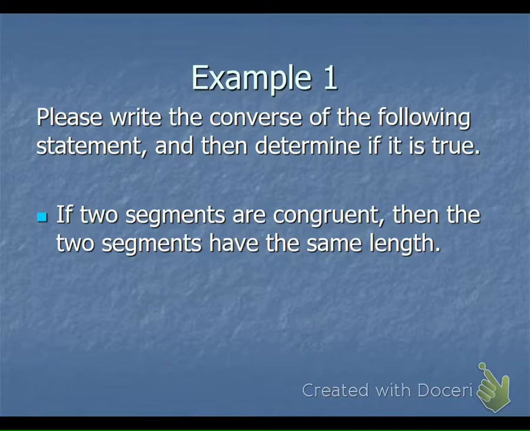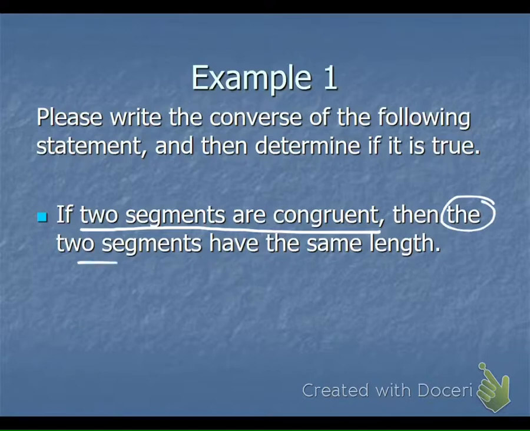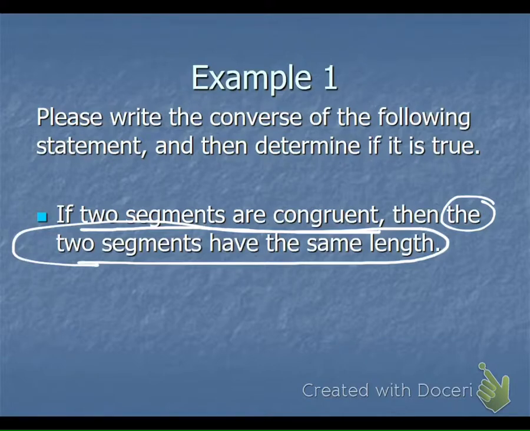Okay, so here is example 1. I just want you to write the new statement with me. I don't want you to have to write this twice. So we'll read through it and try to write the converse. Please write the converse of the following statement, then decide if it's true. If 2 segments are congruent, then the 2 segments have the same measure. I want to take the hypothesis, which is 2 segments are congruent, and the conclusion, which is the 2 segments have the same length, and flip-flop them. So now it will say if, what? If the segments have the same length.